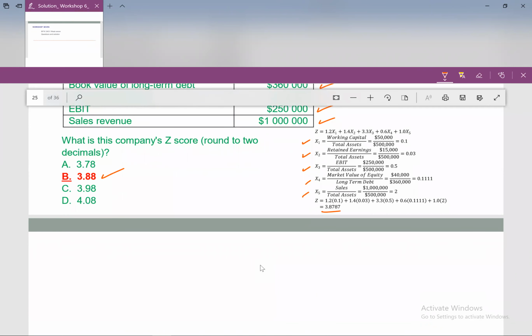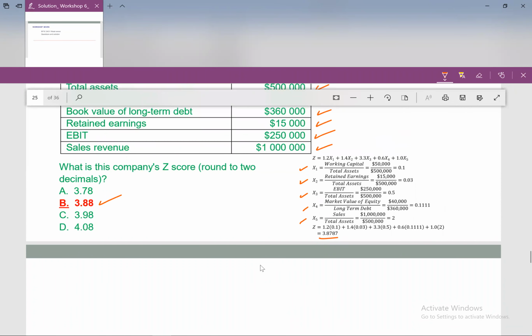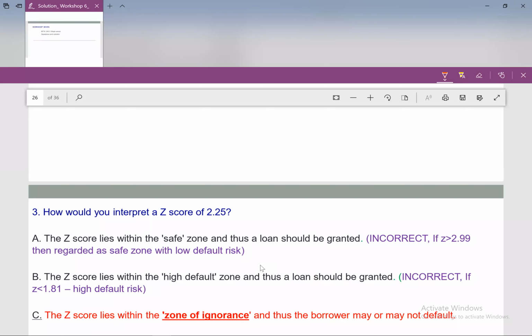We didn't cover the linear model, which is the 3 factors. This is the 5 factors, the linear probability model. We are just covering the discriminant model, which is Altman's. Okay. Any questions on these two? Okay.